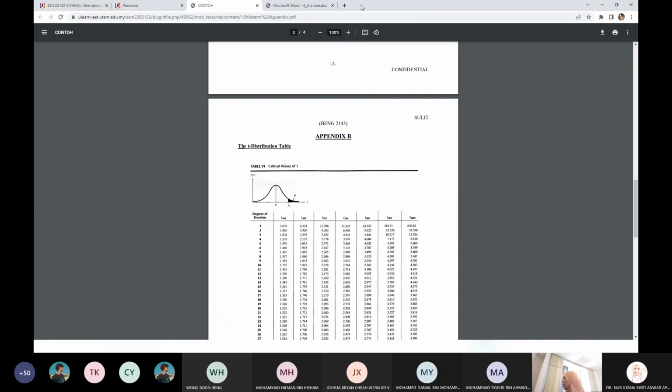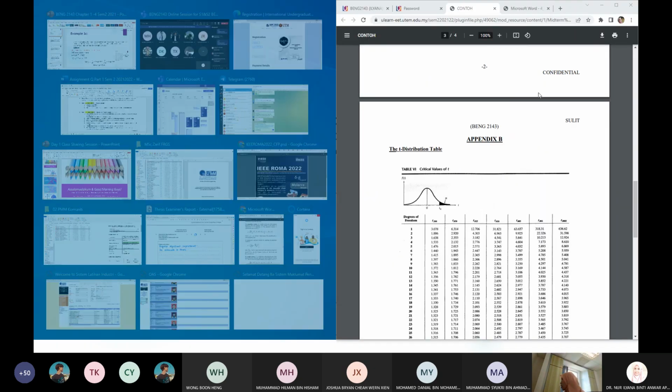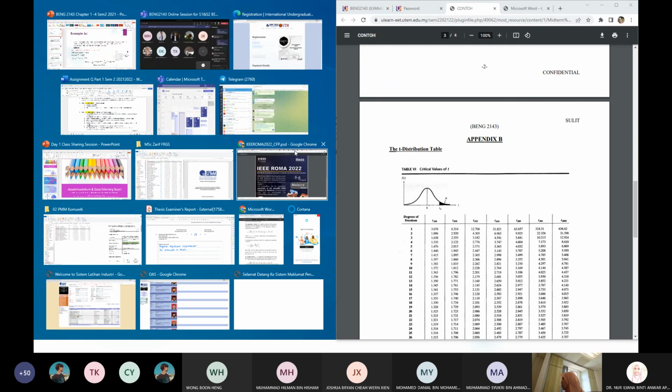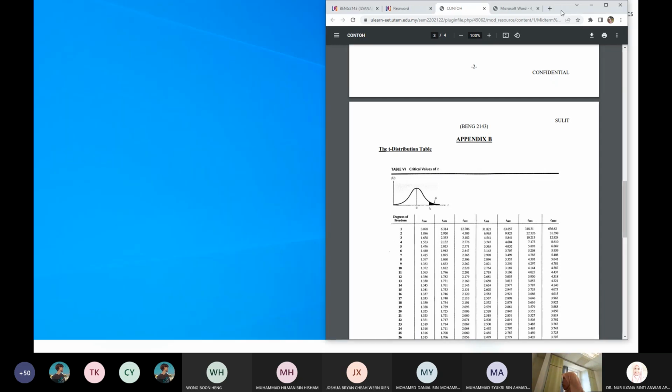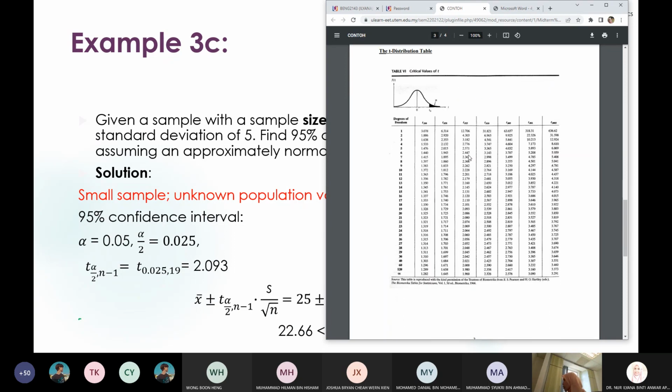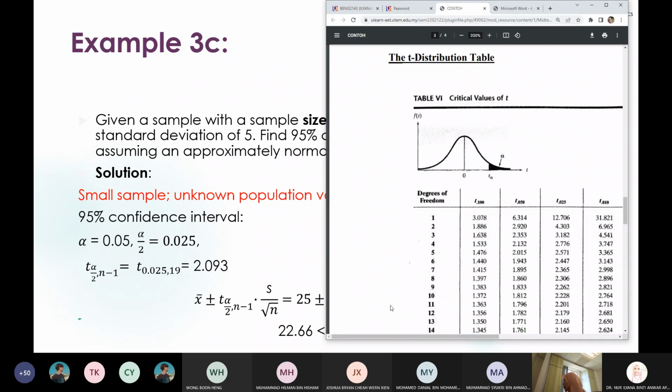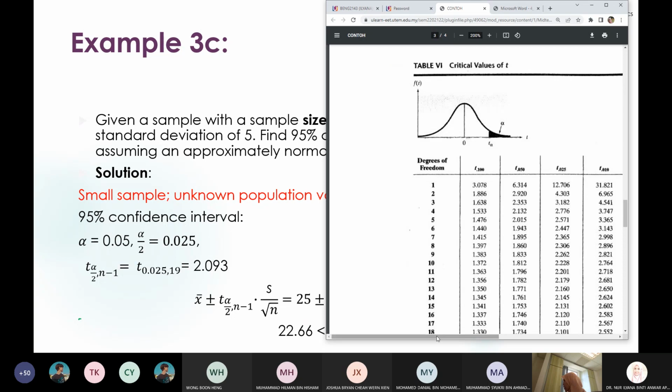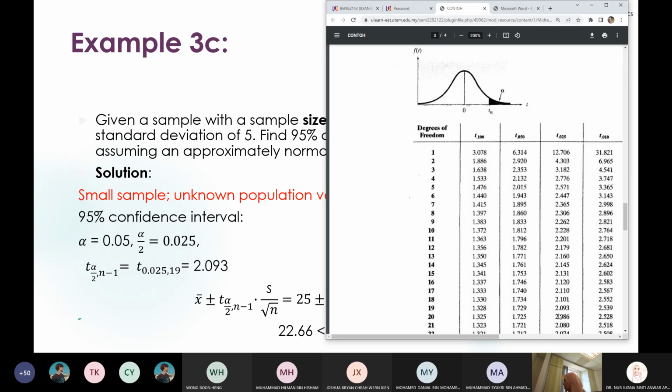So we are looking for t 0.025 on the third column, and then go to row 19. So yes, correct, we get 2.093.